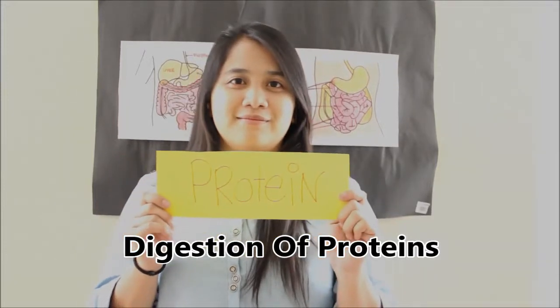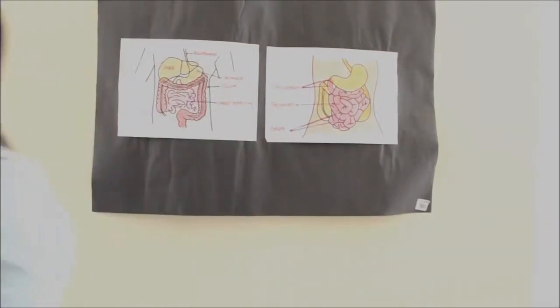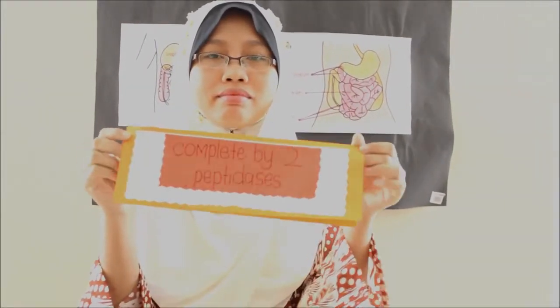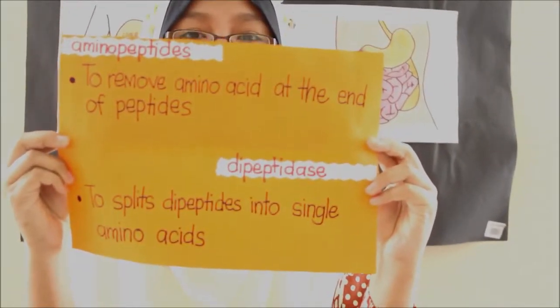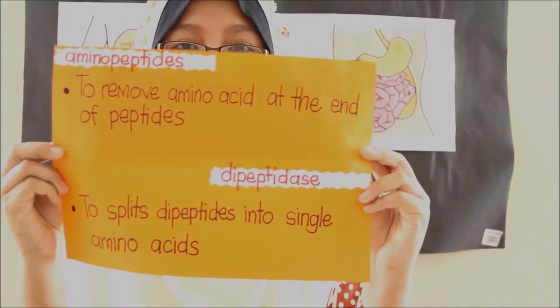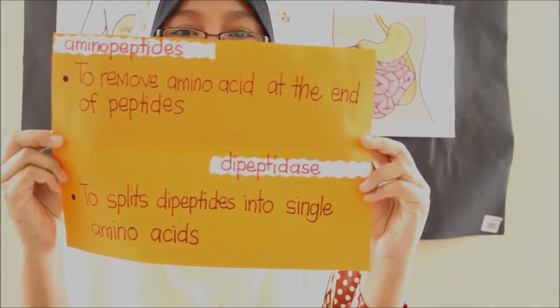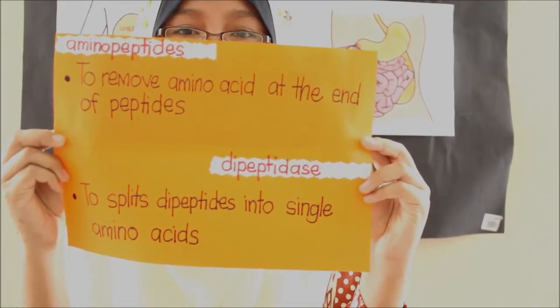Digestion of proteins. Digestion starts in the stomach and is completed by 2 peptidases. Aminopeptidase removes amino acids at the end of a peptide. Dipeptidase splits dipeptides into single amino acids.